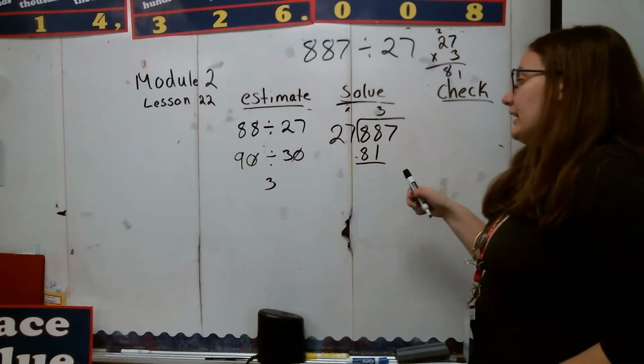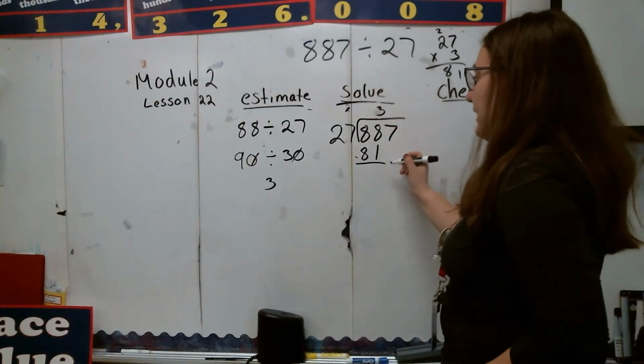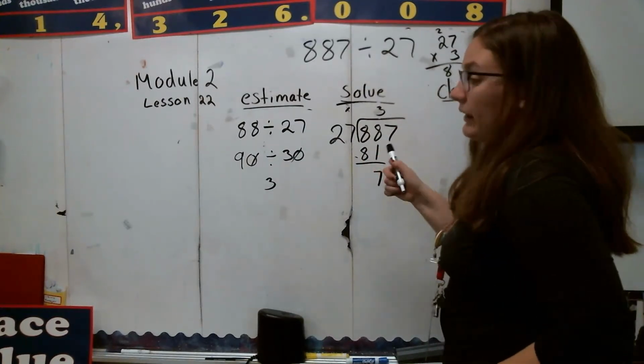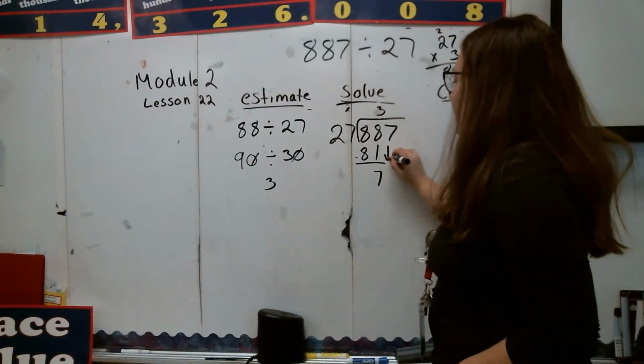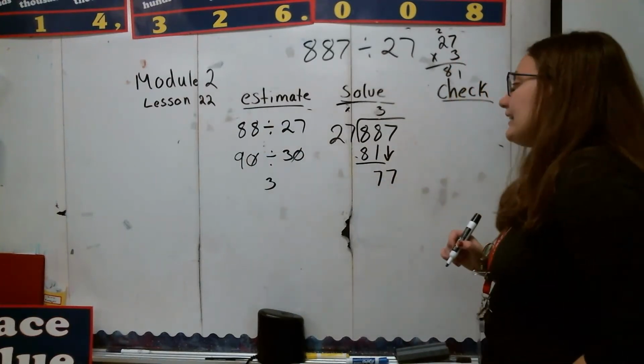So I leave that 3 up there, and then I go ahead and subtract. 8 minus 1 is 7, and then 8 minus 8 is 0. I'm not going to write that 0, though, so I don't get myself confused. And then I'll bring down this 7 right here.